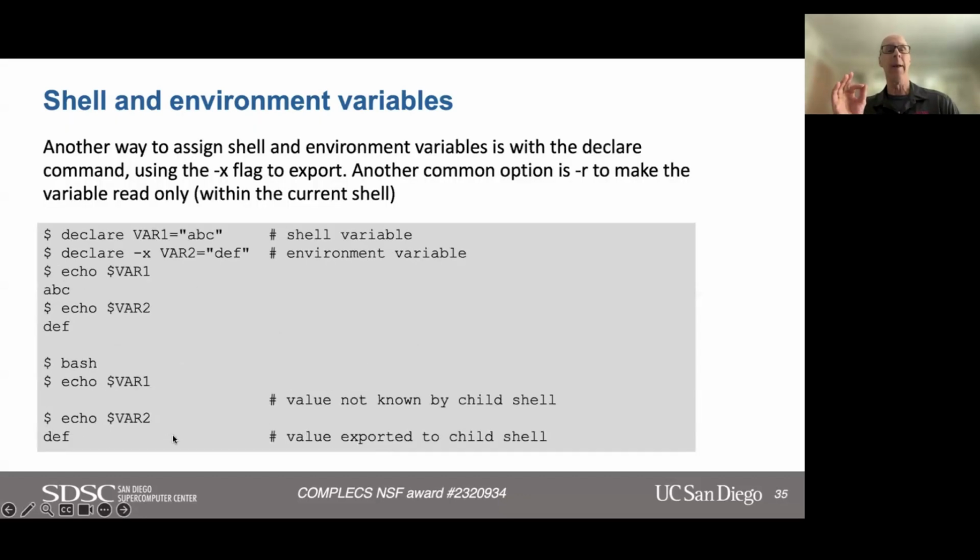So in this case, we can do an echo $key2, echo $key3, and we see the values. Now, another way to assign shell and environment variables is to use the declare command, using the -x flag to export. Another common option is -r to make the variable read-only, at least within that current shell. So here, using the declare command, we can say declare var1=ABC, declare -x var2=DEF. If we create a child shell, like we do below, var1 is not known by the child shell because it's just a shell variable. But var2, since we used the -x option, is an environment variable.